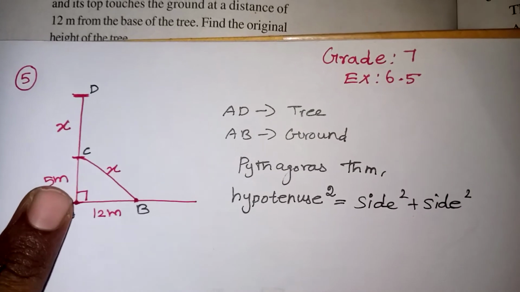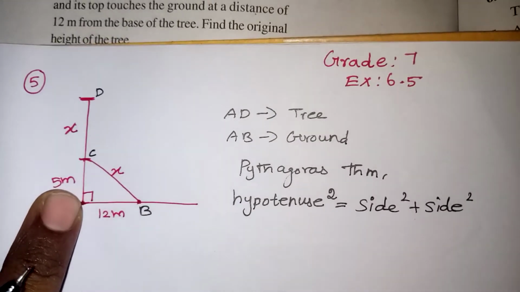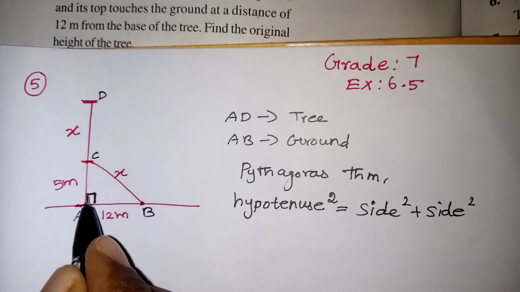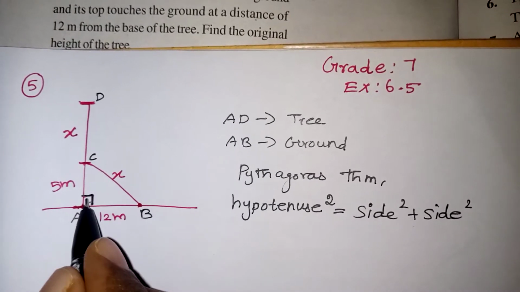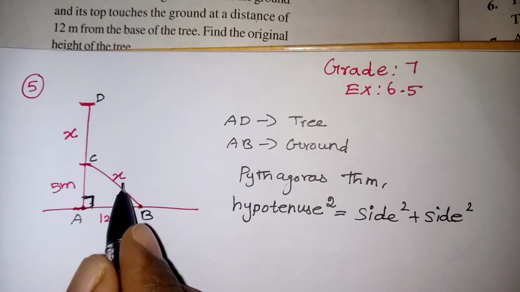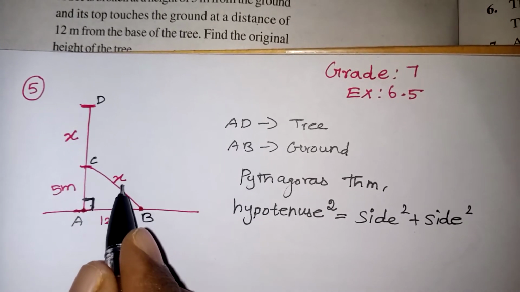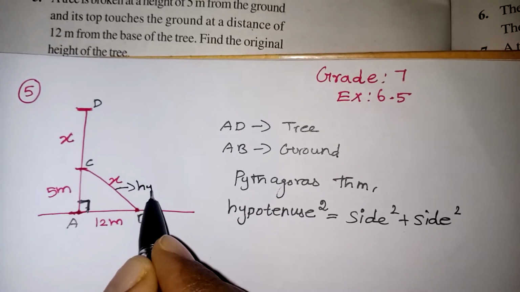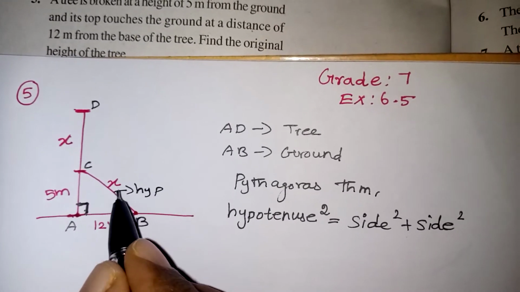Look at the diagram, which is the hypotenuse here? The longest side, I have told you. How to find the longest side: it is the side which is opposite to the 90 degree. So this is my 90. Opposite to the 90 degree, whatever you are getting, that is called hypotenuse. So here in this triangle, this is your hypotenuse side. Now the hypotenuse side is given as x.